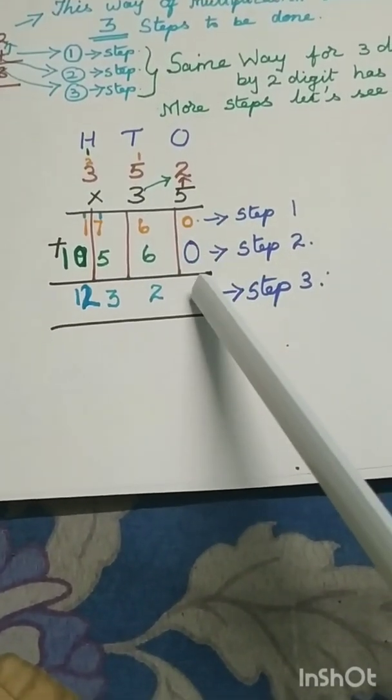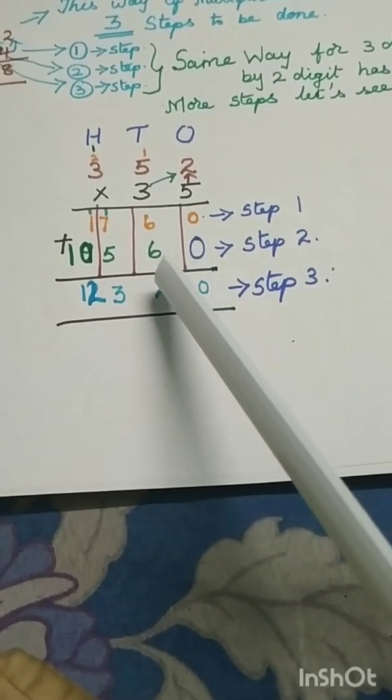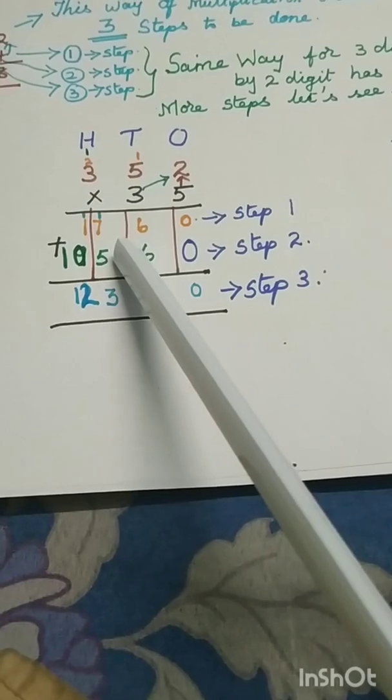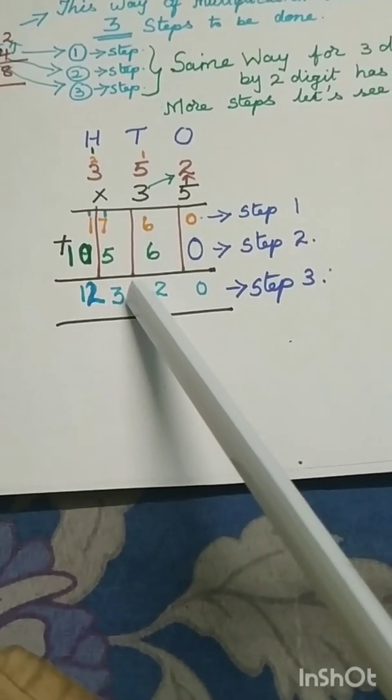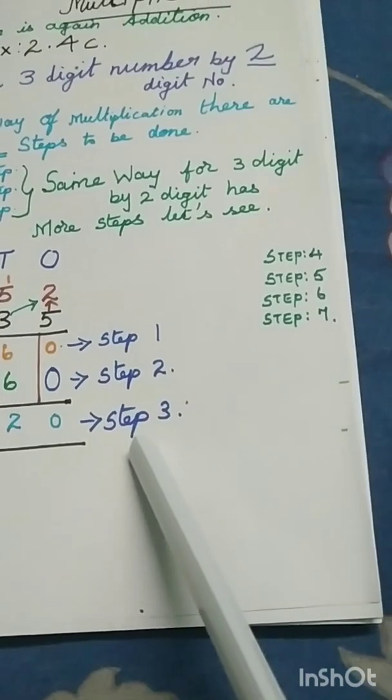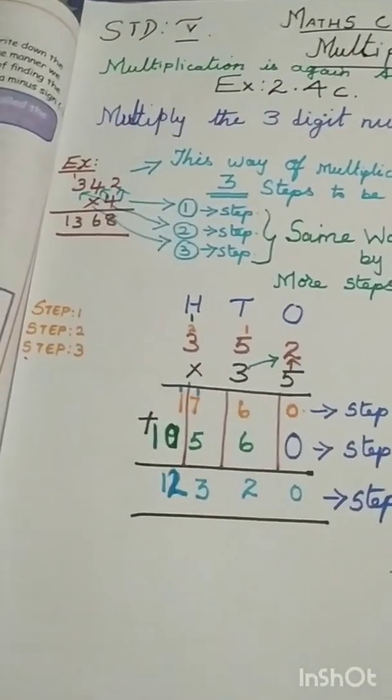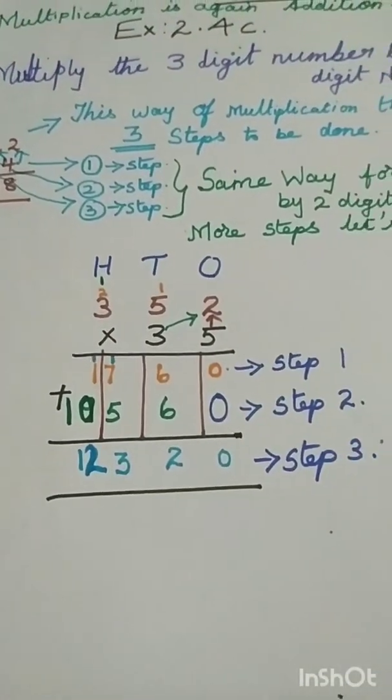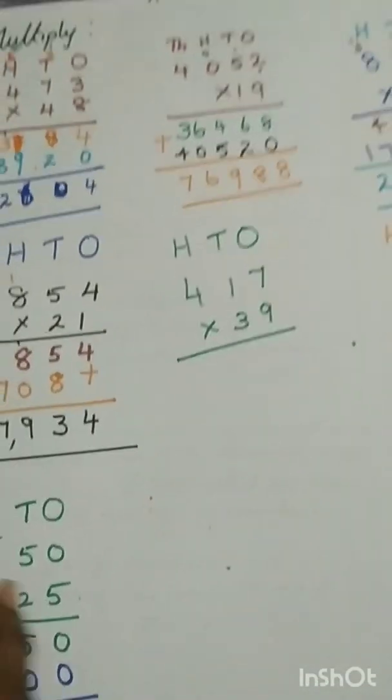So now add 0 plus 0, 0. 6 plus 6 is 12. Carry 1. Okay, 7 plus 5 is 12. 12 plus 1, 13. So carry 1 here. 1 plus 1 is 2, 1. So this is the 7th step. So these are the important 7 steps in multiplication.